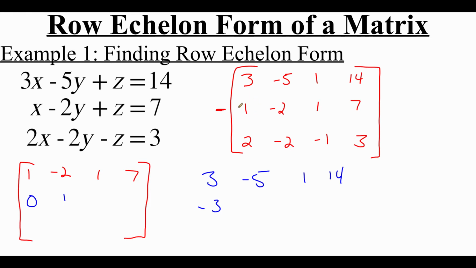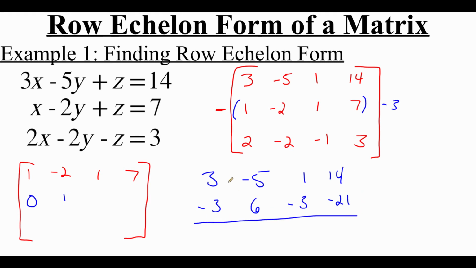And I'm looking at this middle row right here, and what I'm going to do is multiply everything in that middle row by -3. So -3 times 1 gives me that -3 that we were looking for. -3 times 2 is +6. -3 times 1 is -3. And then -3 times 7 is -21.